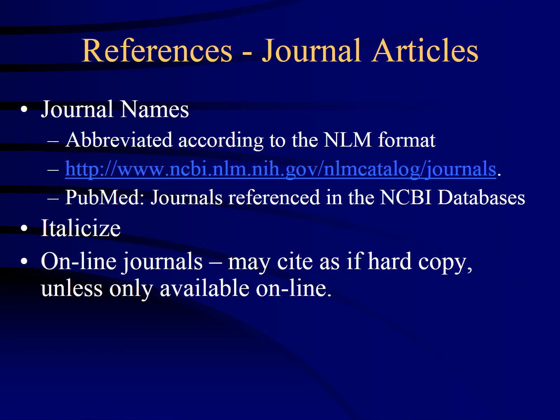So the next, after the title comes the journal's name. You need to abbreviate the name according to the National Library of Medicine's format. You can get this by this link here, and also by using the PubMed homepage. You'll see a link to journals referenced in the NCBI databases, and this has the correct abbreviation. You should italicize the journal name. And for online journals, you may cite as if they were hard copy unless they're only available online.